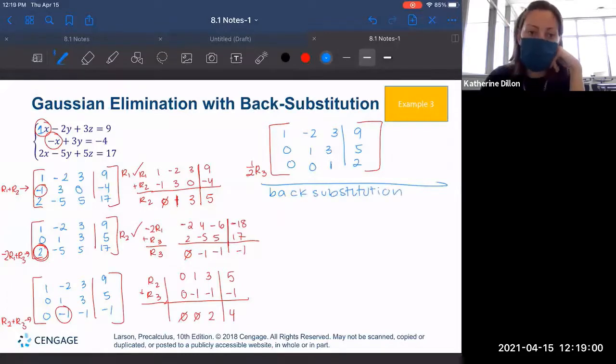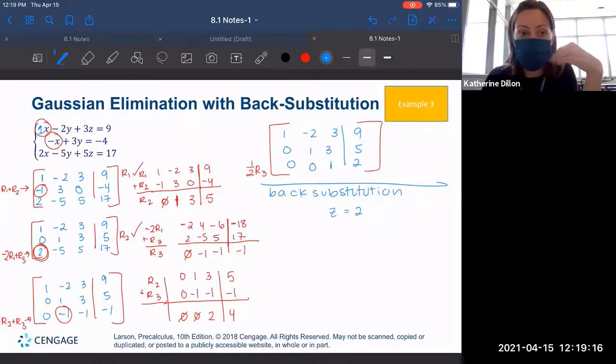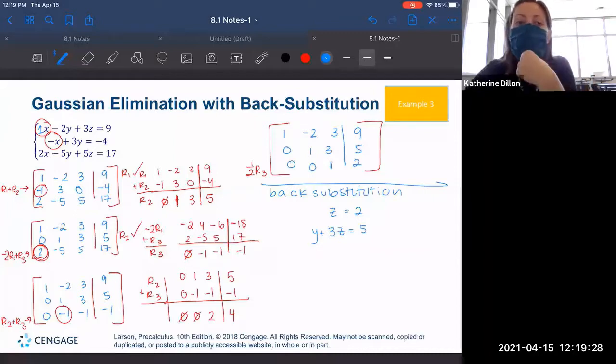I need to change these back into equations. I can't do it using the matrix. So this bottom equation, that's 0x plus 0y plus 1z equals 2. The second equation, that's 0x plus 1y plus 3z equals 5. That top equation, you can figure that out on your own. So what you're going to do is just use back substitution, just like you would with the equations.